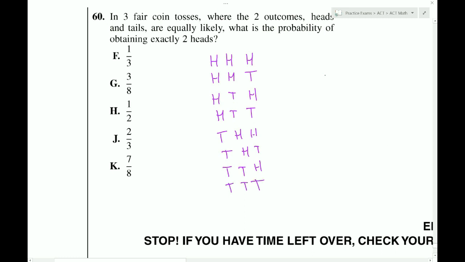As you see, there's a total of 8 possibilities. And we want exactly 2 heads. So this has 2 heads, this has 2 heads, this has 2 heads. So that's 3 out of 8.